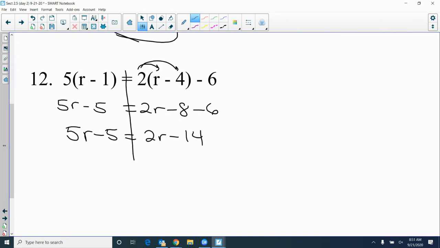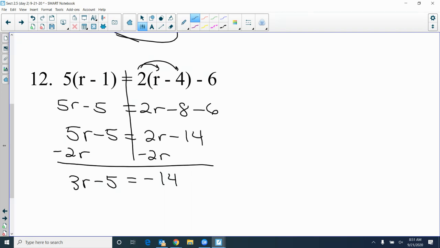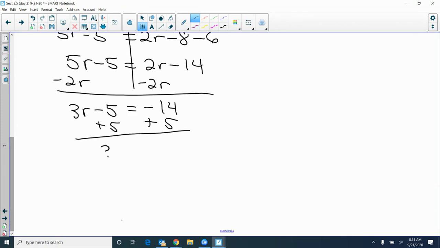Combine like terms, or excuse me, move the little guy: subtract 2r. 3r minus 5 equals negative 14. That negative has to come down with it. Add 5, and you get 3r equals negative 9. Divide by 3. r equals negative 3.